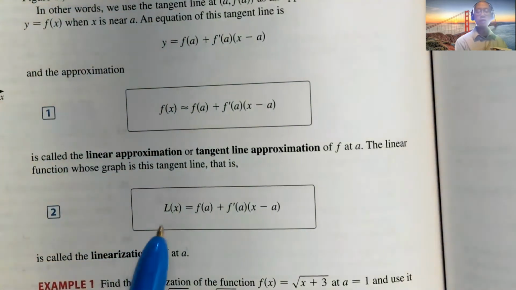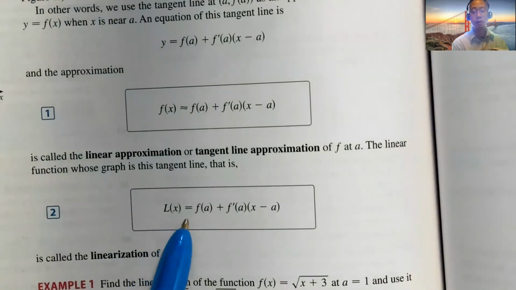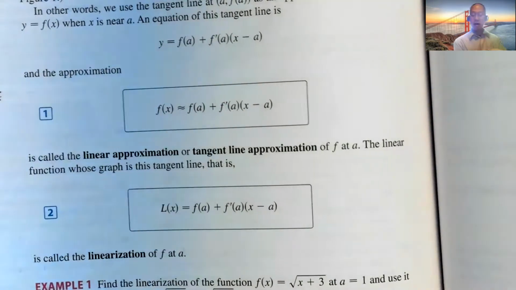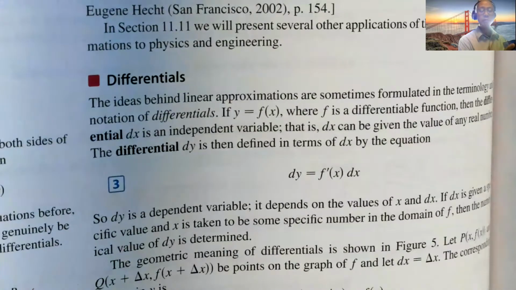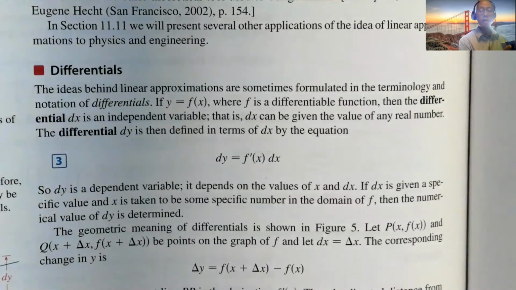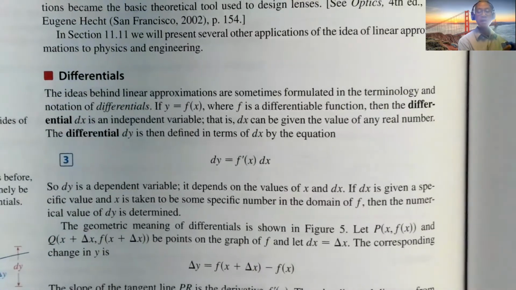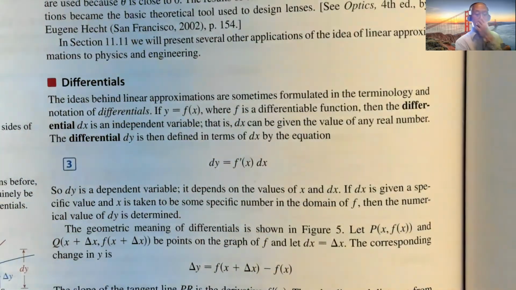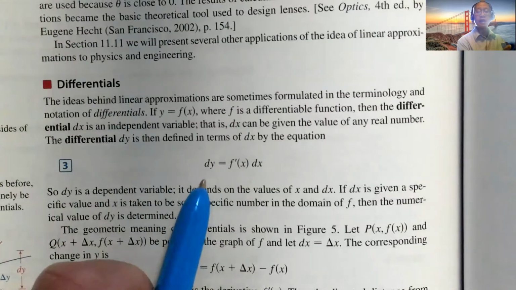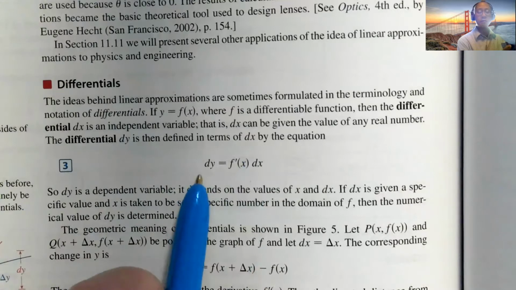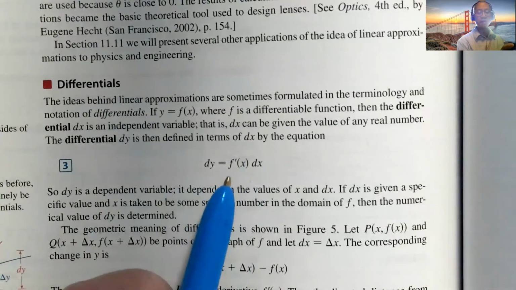Okay, it's no different than the equation of the tangent line at a given point, just write it as a function, write it as y equals mx plus b. Then differentials on page 254. Box 3, dy equals f prime of x dx. It almost looks like the Leibniz notation dy dx equals f prime of x, and then multiply both sides by dx, so it looks like this.